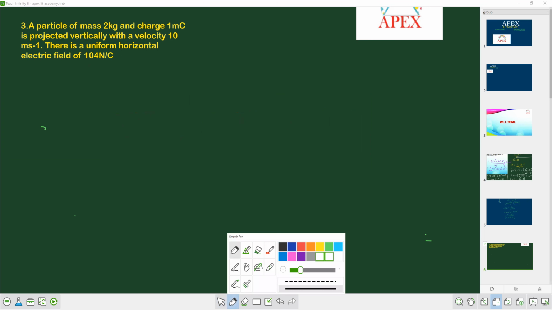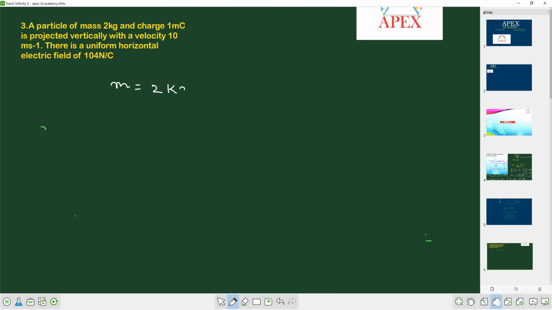So the given information in the question is, mass of the particle is given 2 kg and charge of the particle is given 1 millicoulomb. That means 1 into 10 power minus 3 coulomb. And vertical velocity is given. Y component of velocity you can take as 10 meter per second. And also electric field intensity is given, which is acting horizontally. That means only along x-axis, let me consider. Then it is 10^4 Newton per Coulomb. So this is the information given in the question.